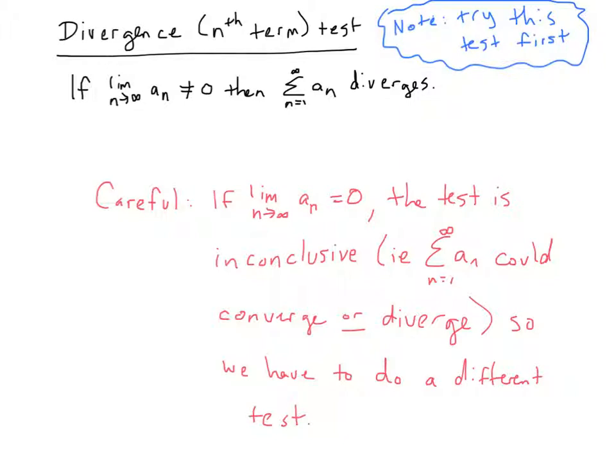All it says is that if you have a series where a sub n is your general formula, and you take the limit of that general term and it doesn't equal 0, then the series has to diverge. But you have to be careful, because if it does equal 0, that doesn't tell us anything. It could diverge or it could converge, and we don't really know, so we need to do another test. If it equals 0, it doesn't tell us anything. But if it doesn't equal 0, then we know for a fact that it diverges.